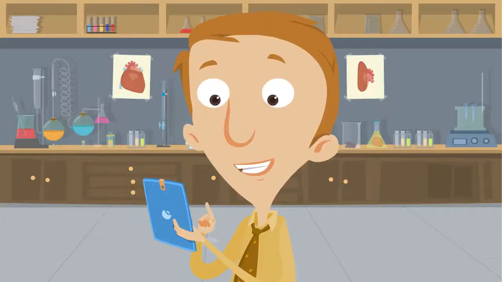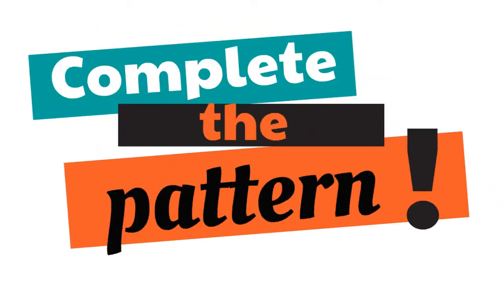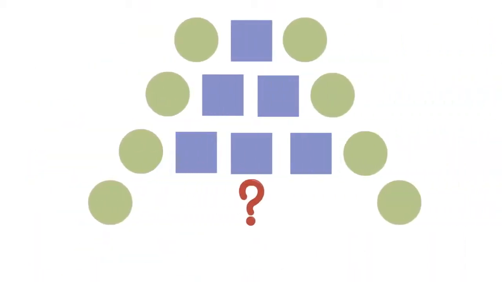Okay, now we are going to play a game called Complete the Pattern. We'll show you a pattern, and then you can try to crack the code and complete it. Here's the first one. You'll notice there are a lot of shapes here, so we should probably just look at this pattern line by line and see what we discover. On this first line, we see a green circle, a blue square, and a green circle. It's almost like a blue square sandwich.